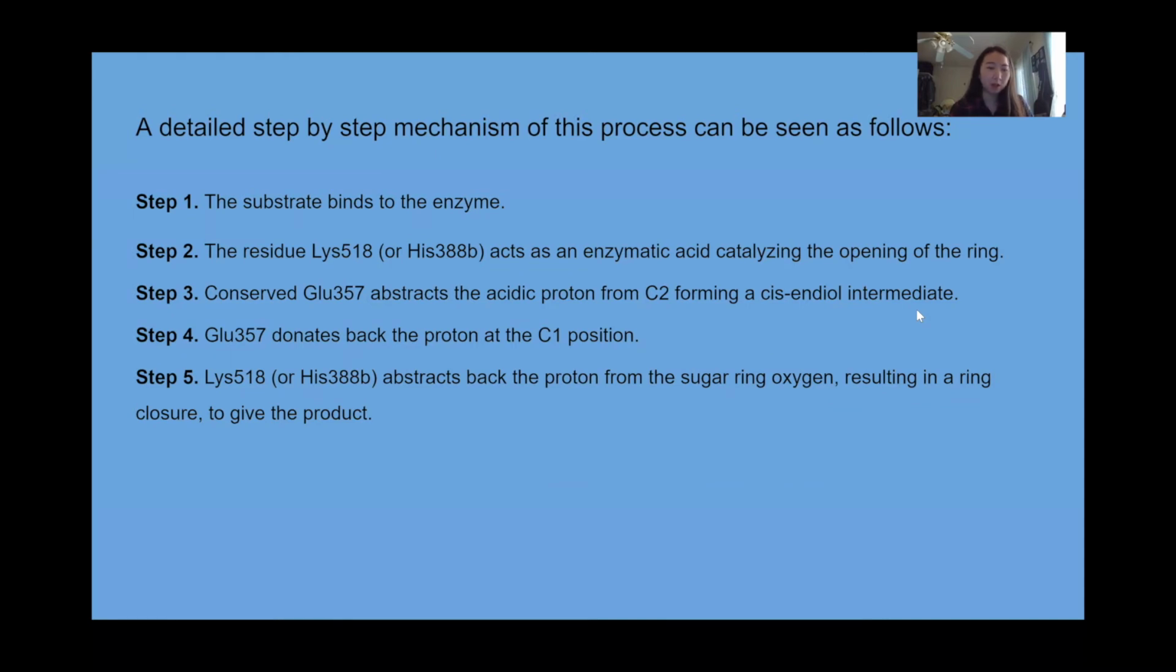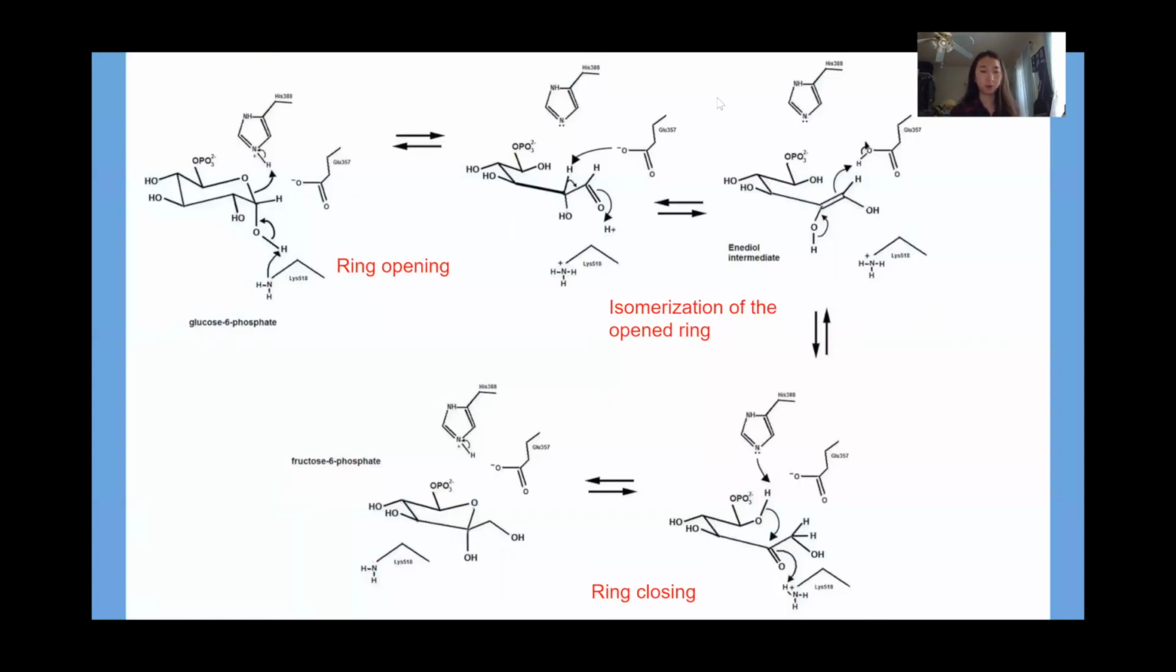In step 1, the substrate binds to the enzyme. In step 2, a lysine or histidine residue acts as an enzymatic acid, catalyzing the opening of the ring. In step 3, we see a conserved glutamate abstract the acidic proton from C2, forming a cis-enediol intermediate. In step 4, glutamate donates the proton back to the C1 position. In the final step 5, lysine or histidine abstracts the proton back from the sugar ring oxygen, restoring the ring closure to give the product fructose 6-phosphate.